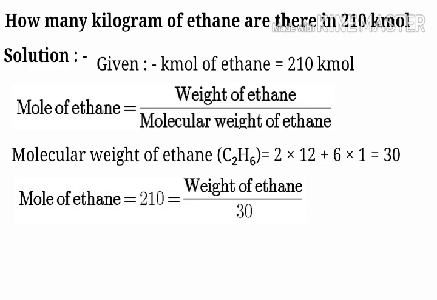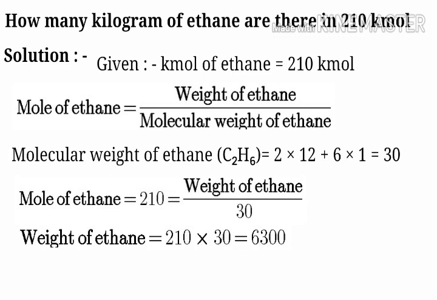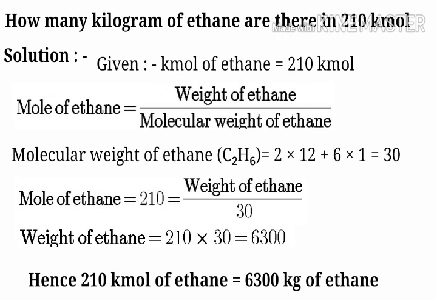We can write this as weight of ethane is equal to 210 into 30. After solving this, we get answer as 6300 kg. Hence the answer is 6300 kg. So, in this way, we can calculate mole of any compound from its given weight, or from given mole, we can calculate its weight.